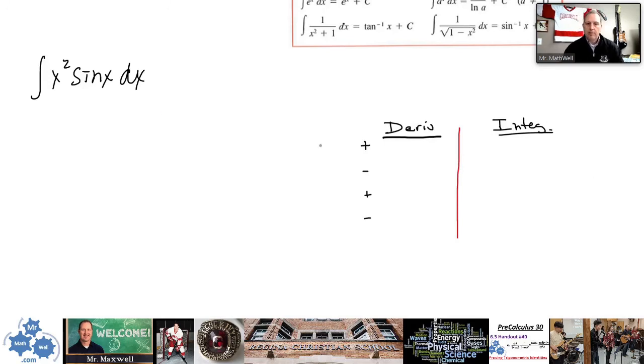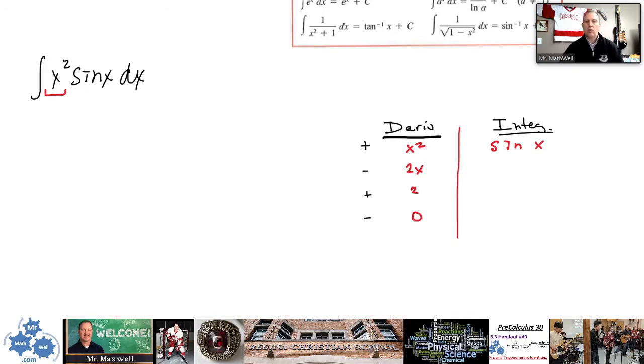All right, so this is what I would do. Again, this is a polynomial term there, so I'd make that my derivative column. I'm going to take the derivative of that, and I'm going to integrate sine of x. Okay? So the derivative of x squared is going to be 2x. The derivative of 2x is 2, and then 0.